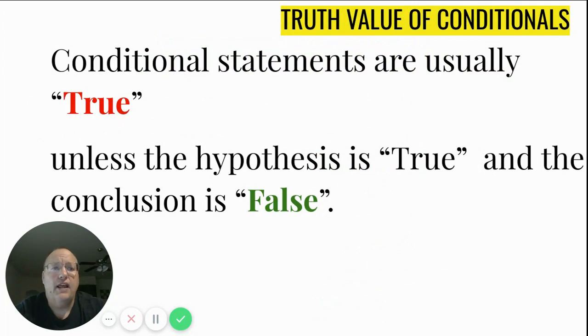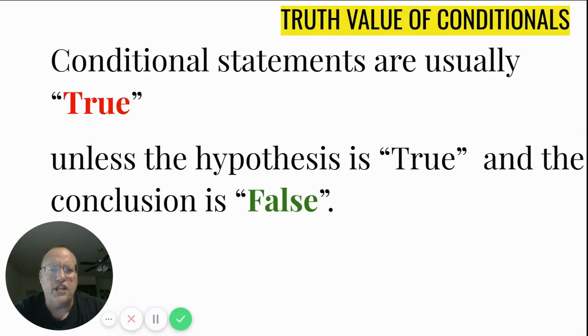Now, what is very important is the truth value of conditionals. What you need to remember about a conditional statement is that it is different from its component parts, right? Conditionals have a hypothesis and a conclusion, and then it has the entire statement. The entire statement is a unique statement in and of itself. So you have a hypothesis that can be true or false, you have a conclusion that can be true or false, and then you have the entire conditional, which can be true or false.